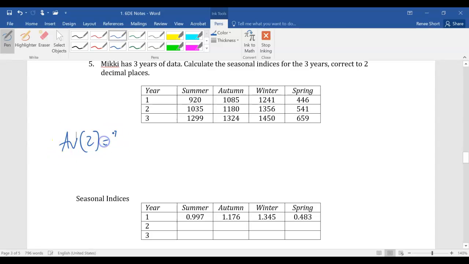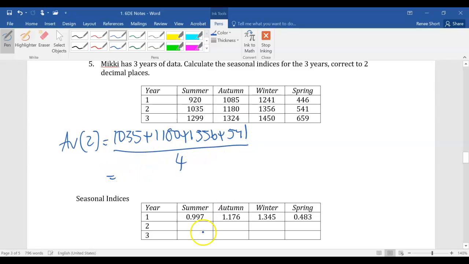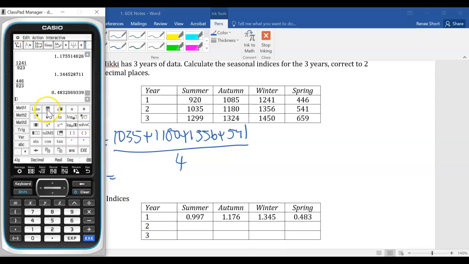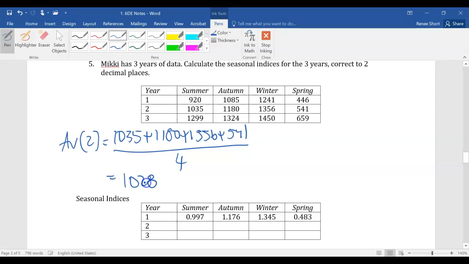If I need to find the indices for year two now, remember I need to find the average for year two first. So I'm going to take 1,035 plus 1,180 plus 1,356 plus 541, and I'm going to divide that by 4. And in that case, let me open up the calculator. My average for year two is 1,028 there.